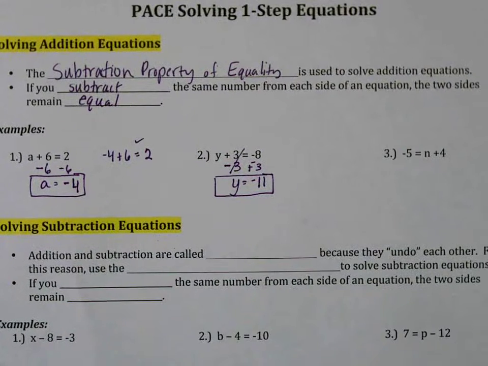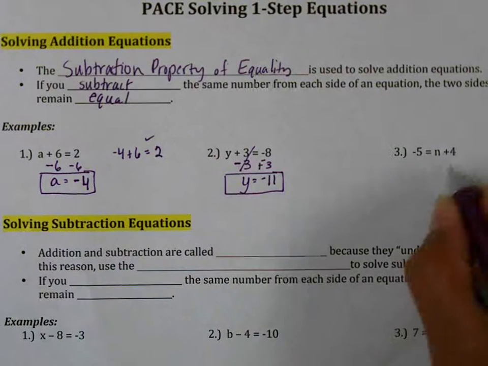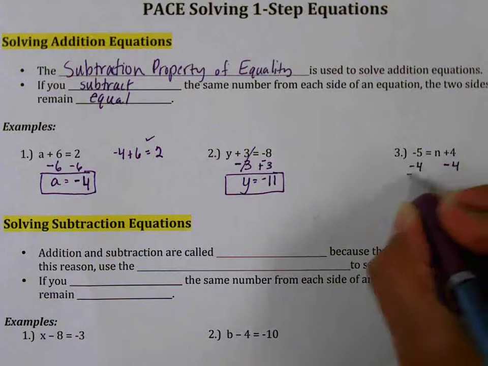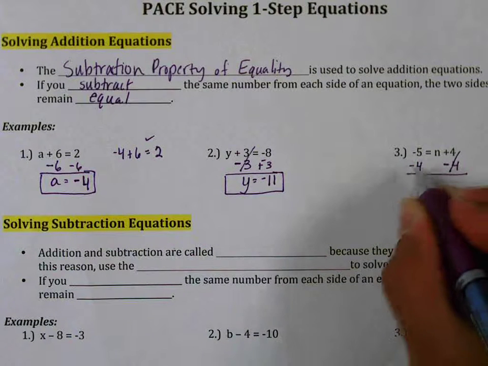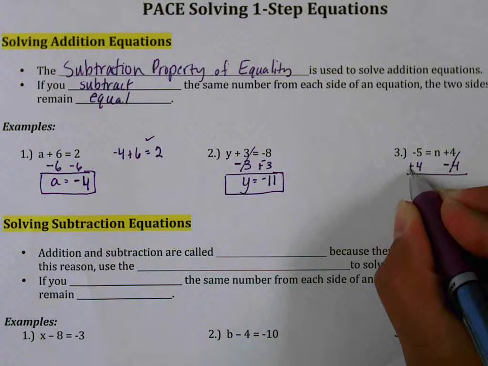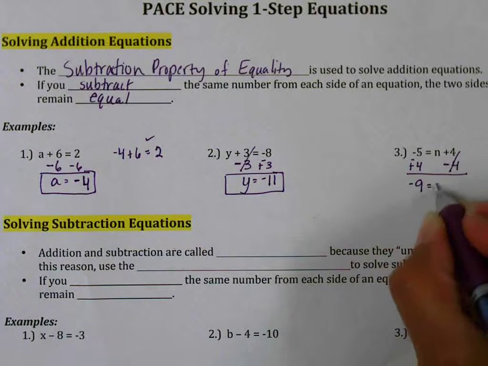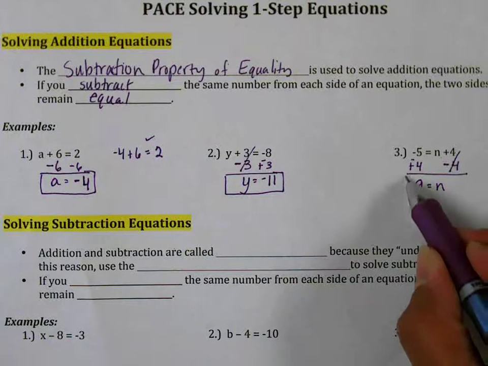Now this one looks a little different. It's just set up a little differently, but it's really the same thing. I'm going to subtract 4 from both sides. And again, remember those integer rules. Negative 5 minus 4 is really negative 5 plus a negative 4. And I get negative 9 is n. And if I check that work, negative 9 plus 4 would be negative 5.